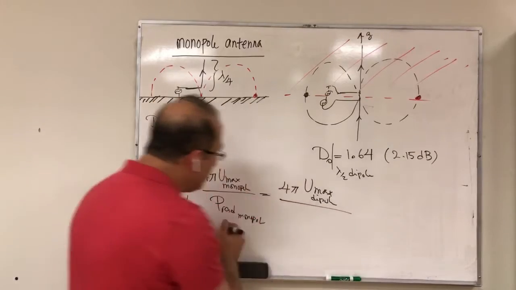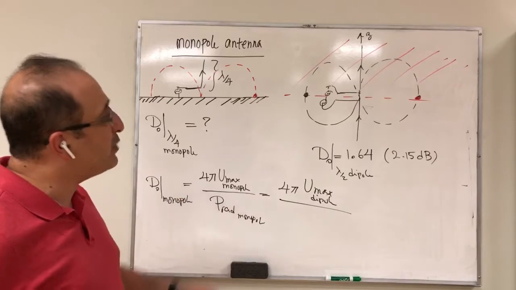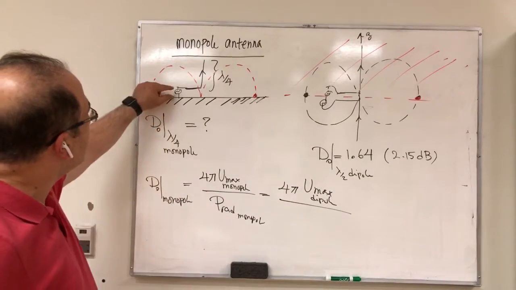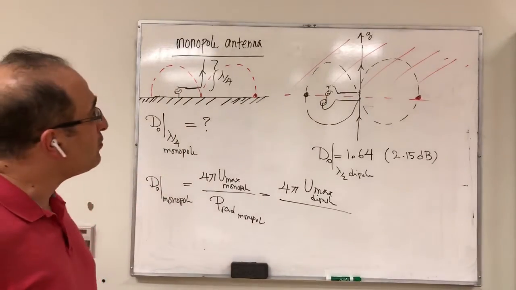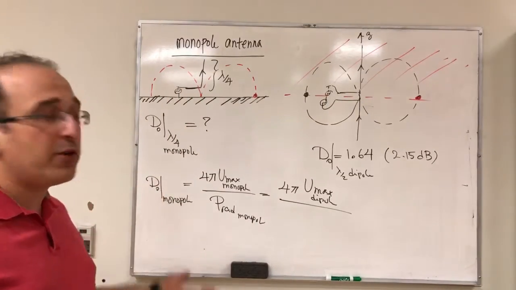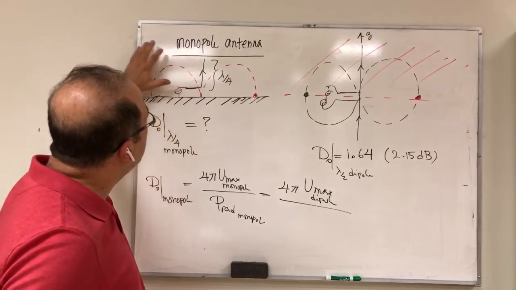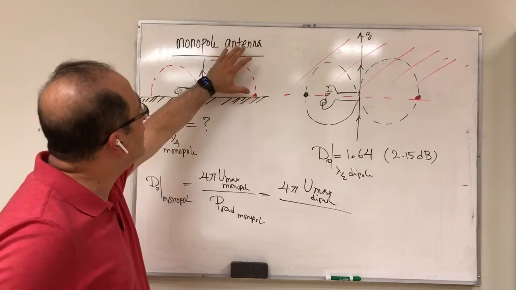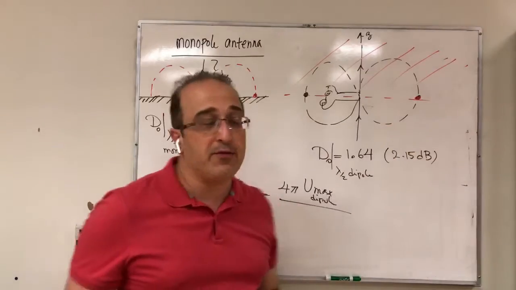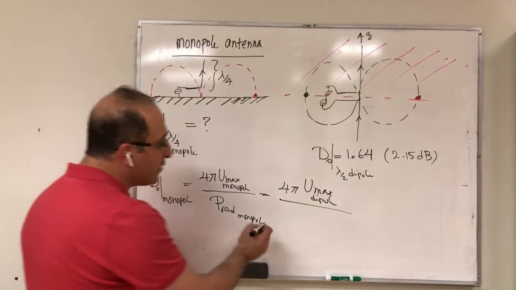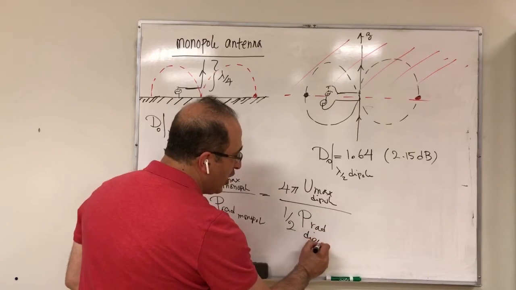But then what about P rad of the monopole? P rad of the monopole is essentially half of P rad of the dipole, because look at that. You have one source here. Now you have two sources here. So essentially you get half of the total power. You can look at it from a different point of view. This radiates only in the top half space. This radiates in the top half space and the bottom half space. So the total radiated power for the monopole is half of that of the dipole.